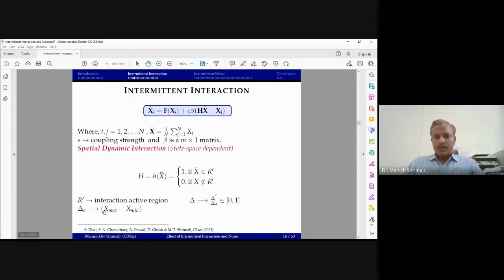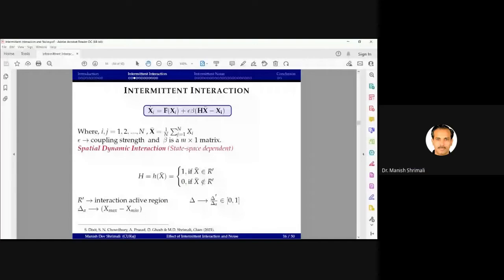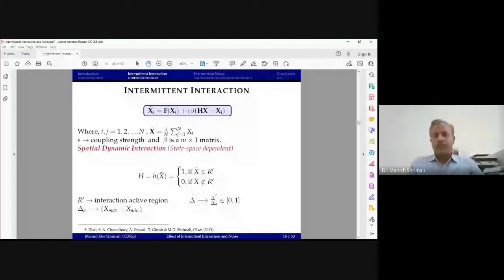We define the normalized range. We consider the entire width of the attractor as the active region with the normalized value delta 1, and we can reduce it to 0 by switching off the interaction completely. We call it state space dependent interaction because here the interaction does not depend upon time, and it is not constant. It depends on the average state space variable of the system, and if it is in a certain subset or subspace, then only there is an interaction, otherwise there is no interaction.